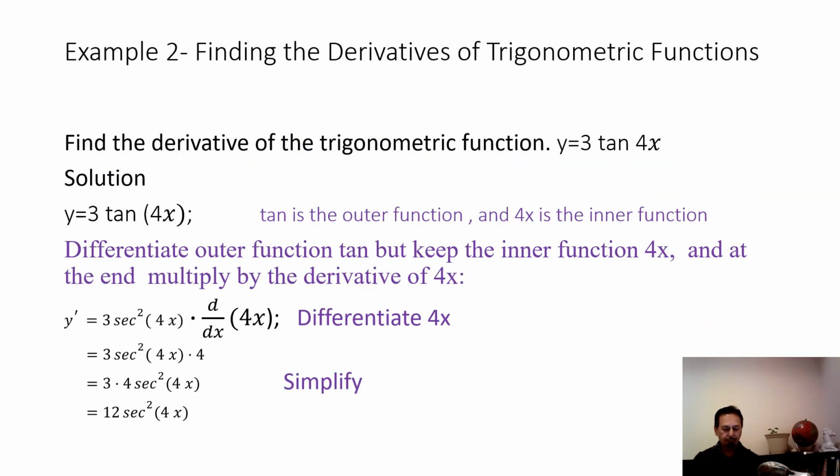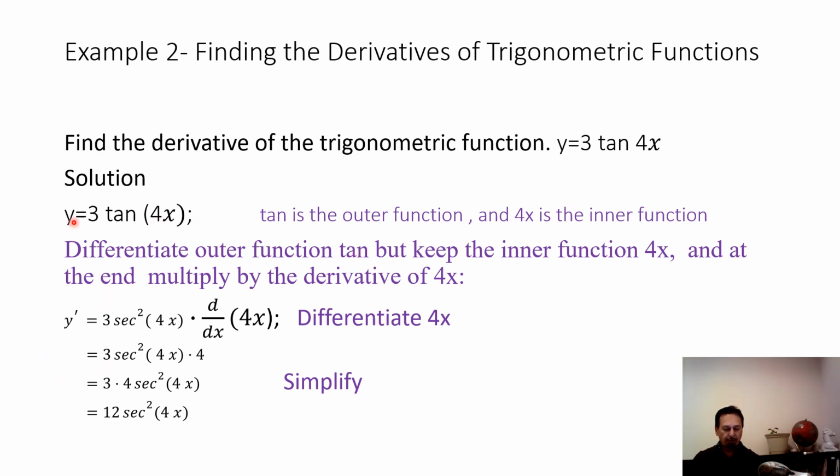Example 2. So let's find the derivative of y equals 3 times tangent 4x. So let's start with y equals 3 times tangent 4x. So here tangent is the outer function, 4x the inner function. So we'll differentiate the tangent, write the 4x, and then at the end multiply with the derivative of the 4x.